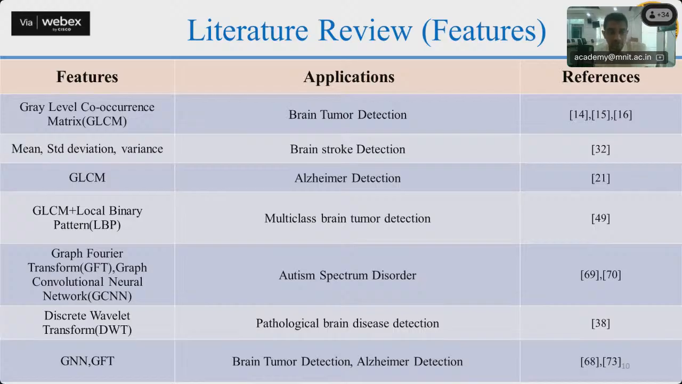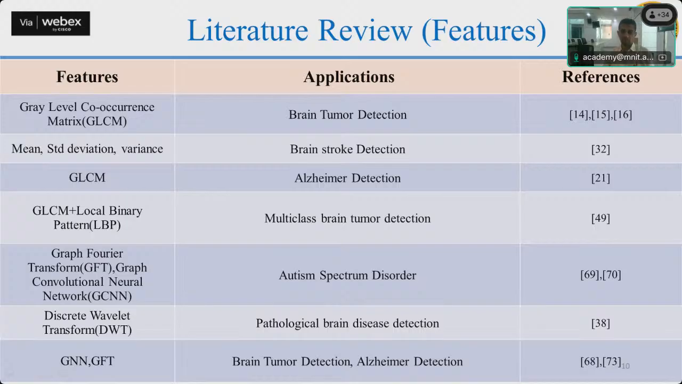If you recall, we have already done the gray level co-occurrence matrix. Are you able to recall? When did we do it? Day before yesterday, on Saturday we covered that topic. Then gray level co-occurrence matrix plus local binary pattern is used for multi-graph brain tumor detection.